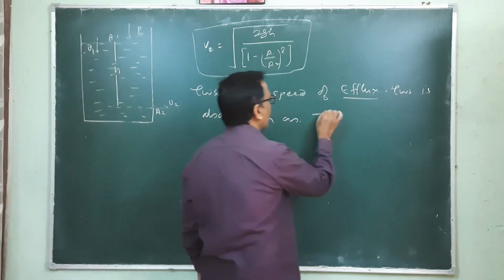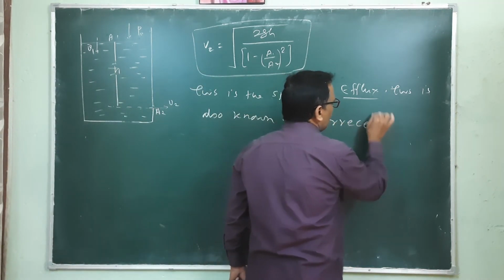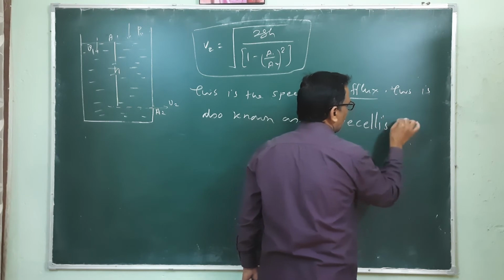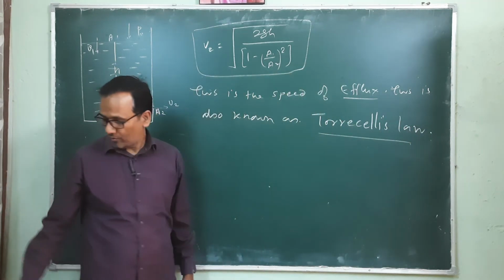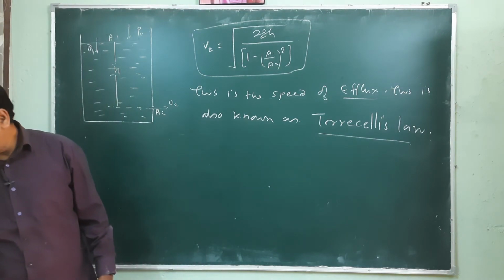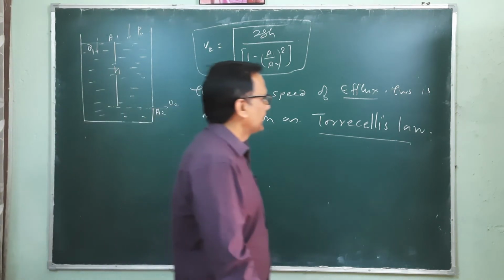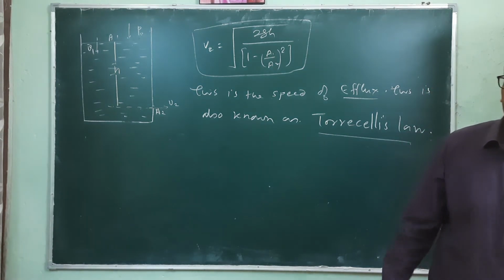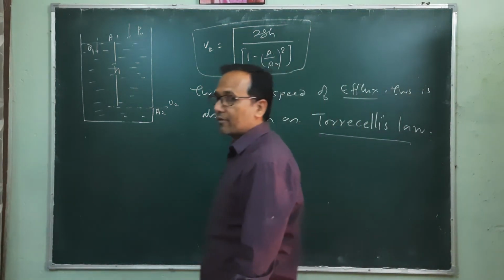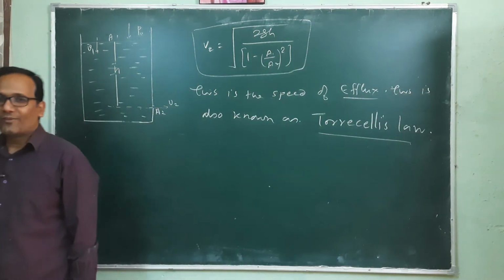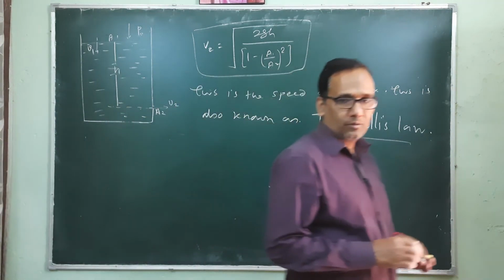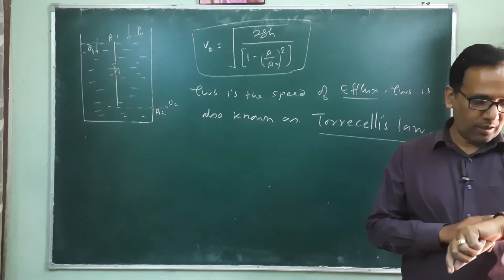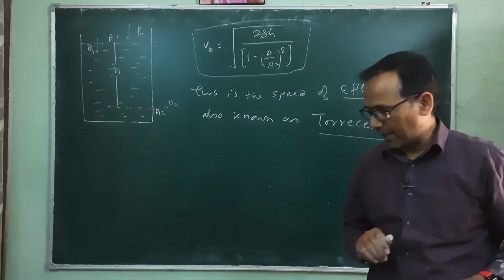So this is Torricelli's law. Check, this is fine. Yes, Torricelli's law, not Bernoulli's. This is Torricelli's law. Okay, so should I conclude? I think it's 8:47.